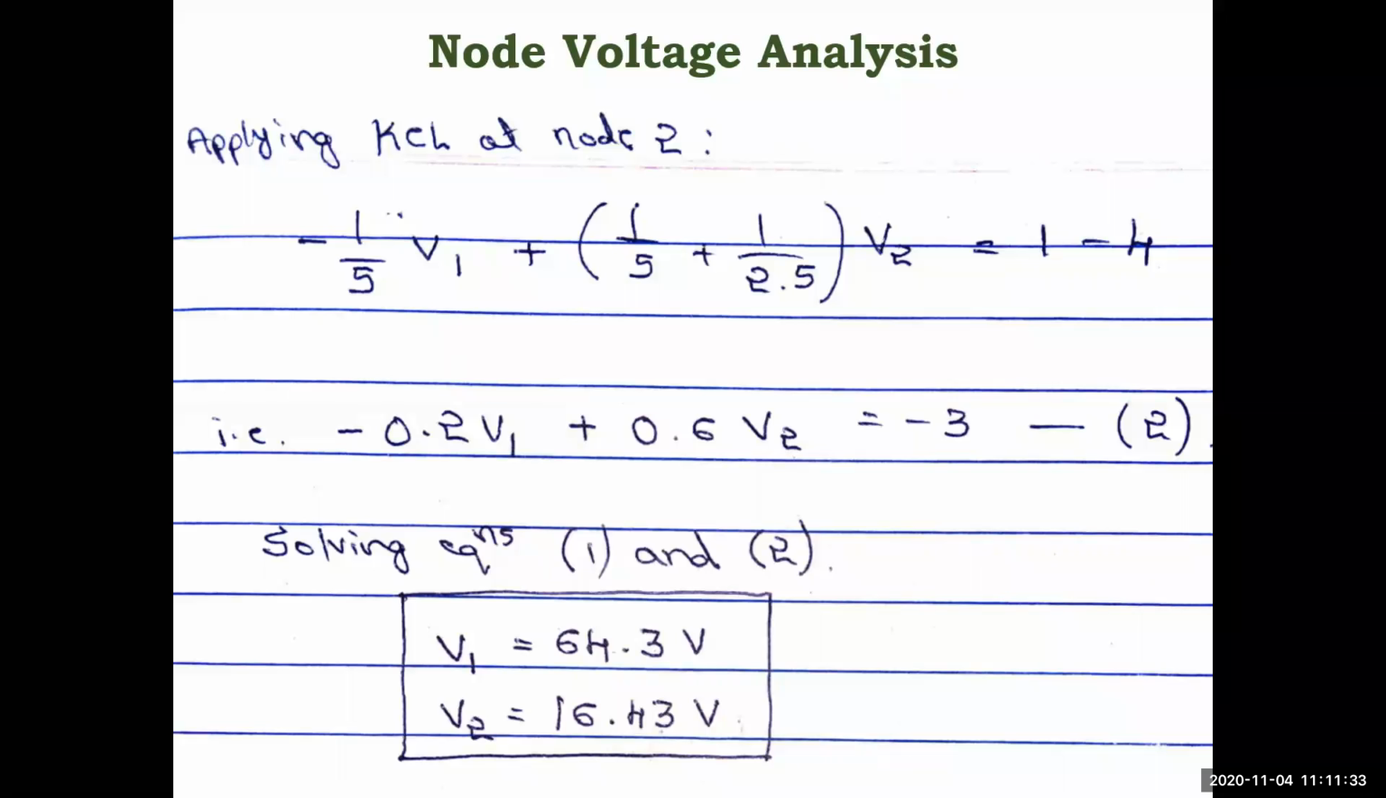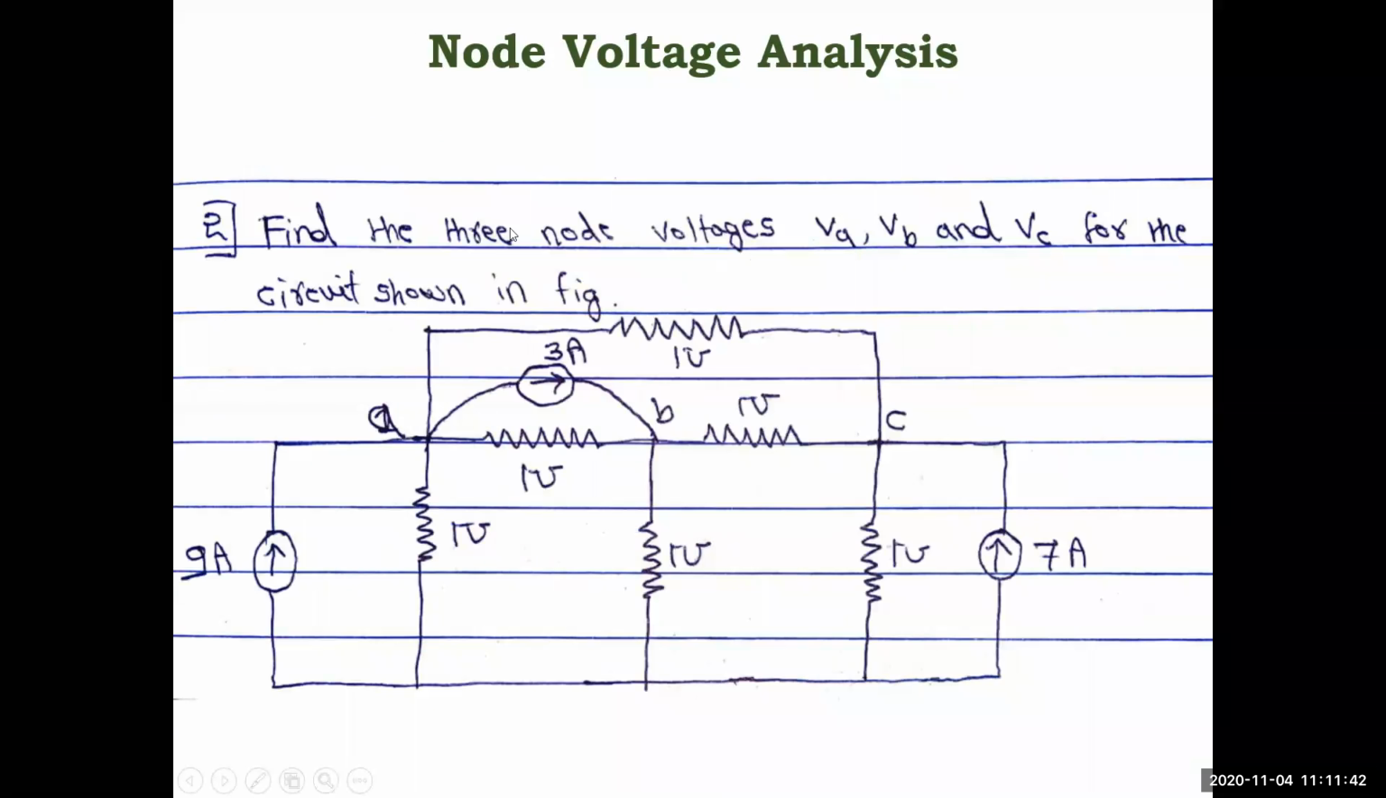where instead of resistance values, conductance values are given. So what is meant by conductance? We'll see that in the picture itself. So note down this problem: find the three node voltages VA, VB, VC for the circuit shown in the figure.